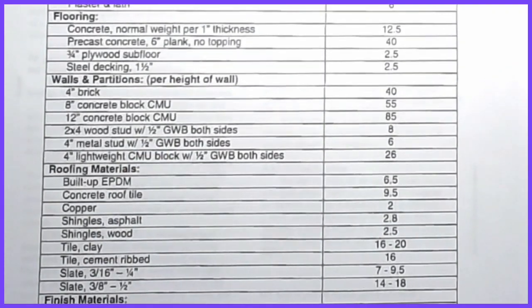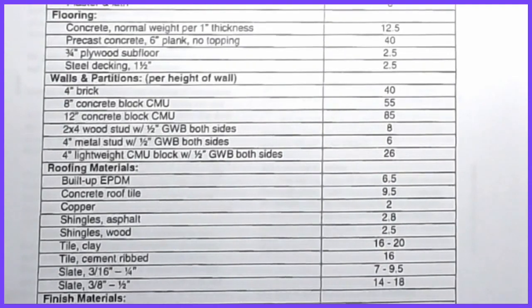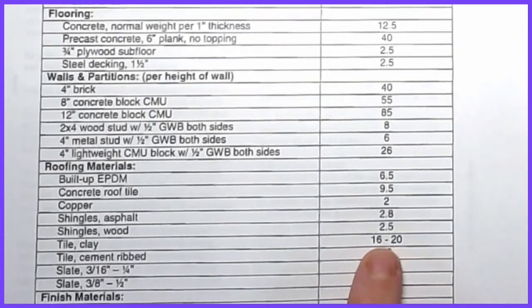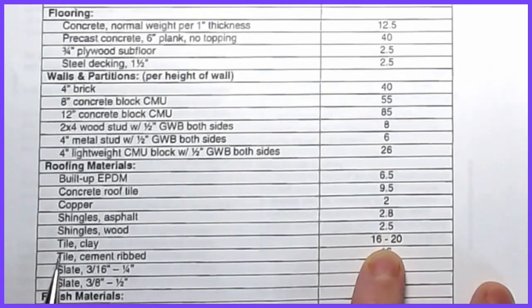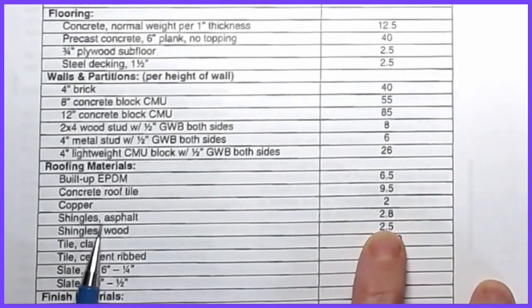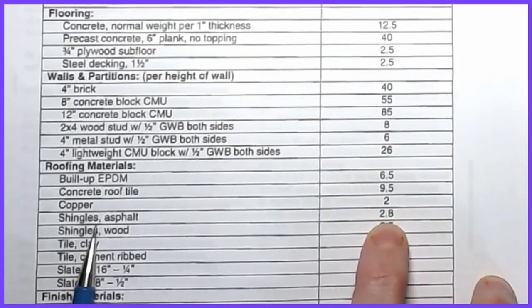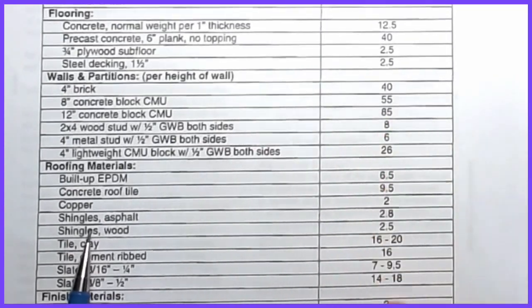Okay, on both sides. So that would be the assembly of the wood studs plus the sheeting that goes on the outside of it. And then we get into things like roofing materials. Is it asphalt shingles, copper, slate roofs? And you can see some of these get pretty large, like a clay tile roof could be as much as 20 pounds per square foot, whereas just your single asphalt shingles, like on your normal house, is only more like 2.8 or 3. So again, it depends on the construction materials.